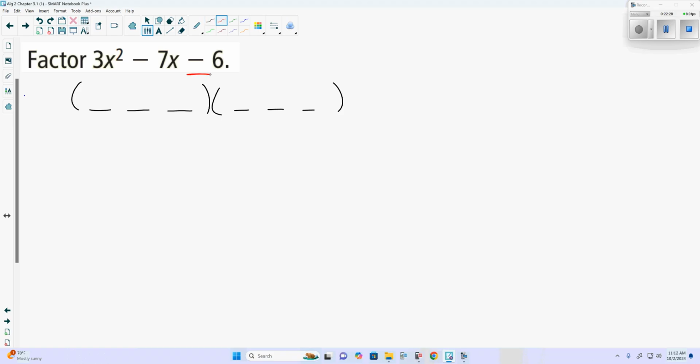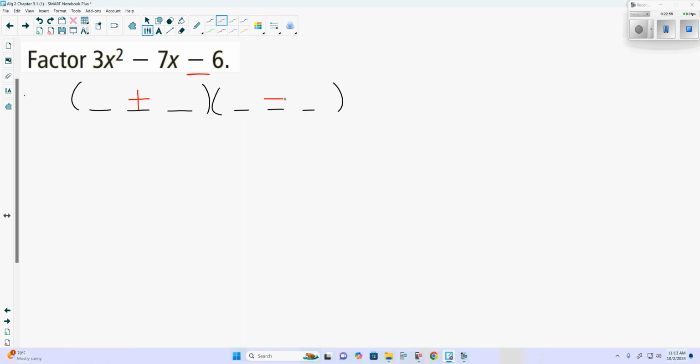If the third term is positive, the signs are the same and match the sign of the middle term. If the third term is negative, the signs are opposite. So here the third term is negative, so the signs are opposite. One is positive, one is negative. Does it really matter which one I put first or second? No, we just need to pick one.